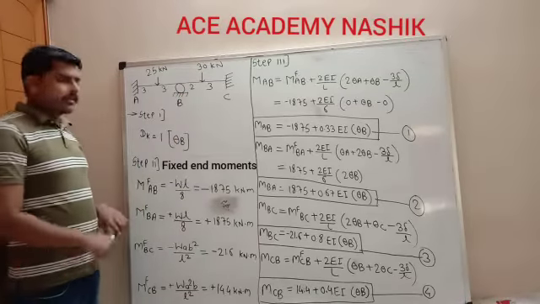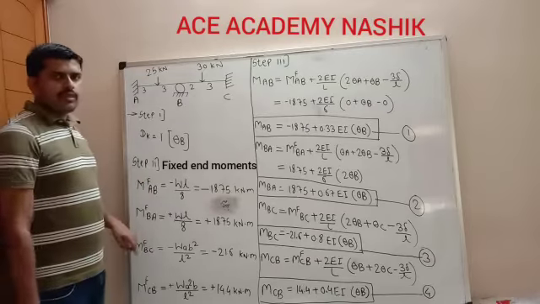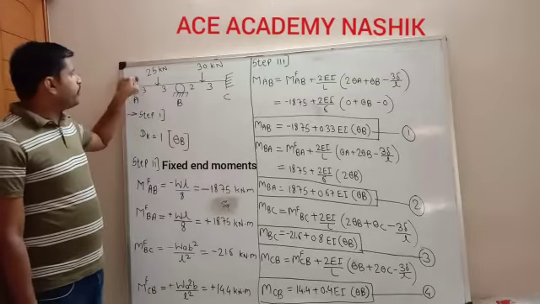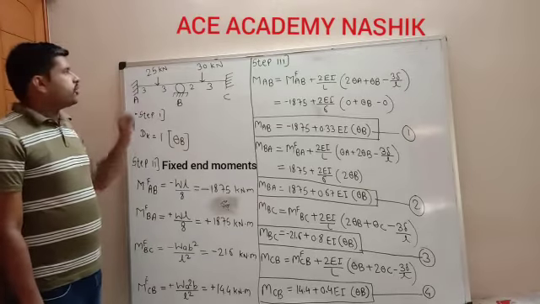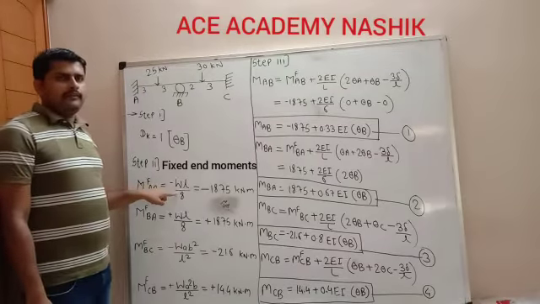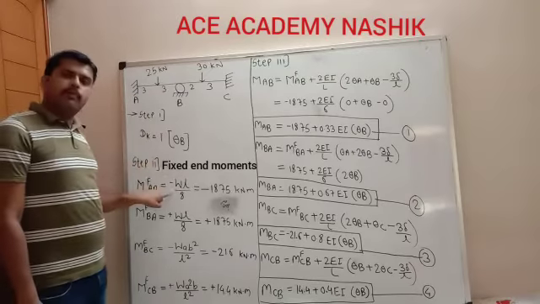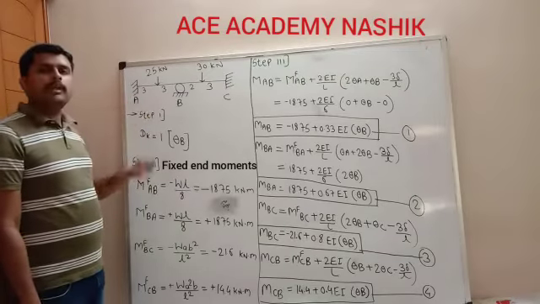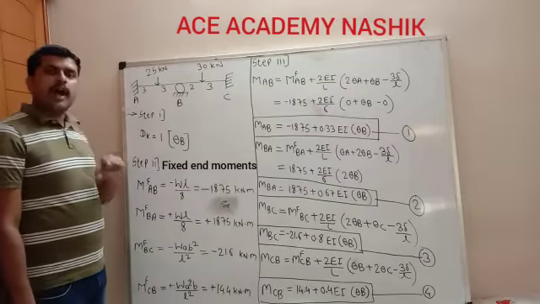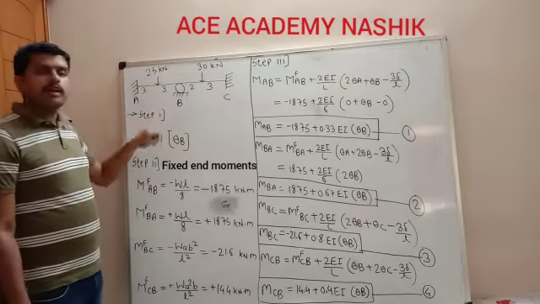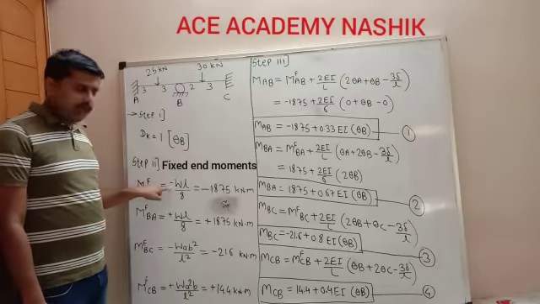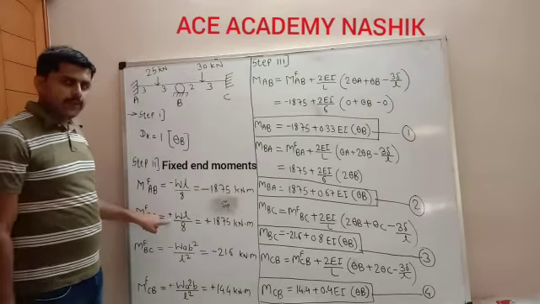Step number 2 is fixed end moments. Span AB consists of a central point load of 25 kN. For a central point load, the fixed end moment formula is WL by 8. For AB it will be minus WL by 8, and for BA it will be plus WL by 8. Why minus? Because we are assuming anti-clockwise movement for AB and clockwise movement for BA. So anti-clockwise is negative and clockwise is positive.